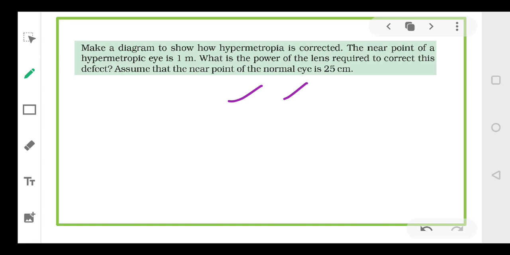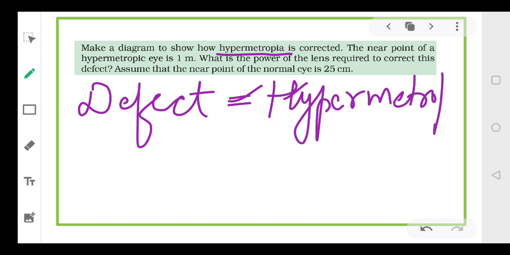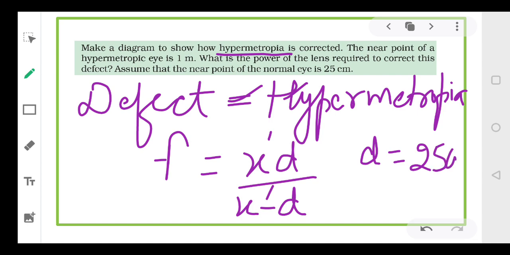Okay. See, in this case, you have hypermetropia. So the defect is hypermetropia. Clear? So what is the formula? Tell me the formula, everyone. So F is equal to X dash D upon X dash minus D. Very good. 25 centimeters. What is the value of D given? 25 centimeters.